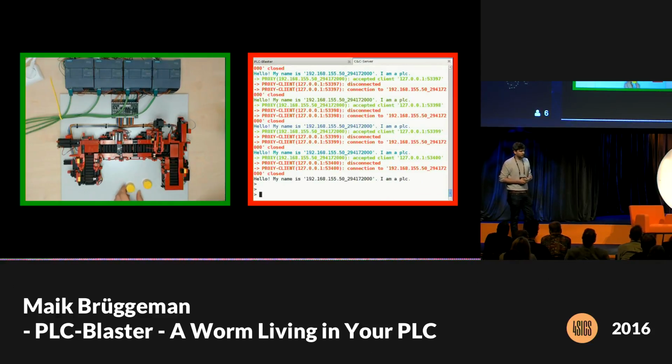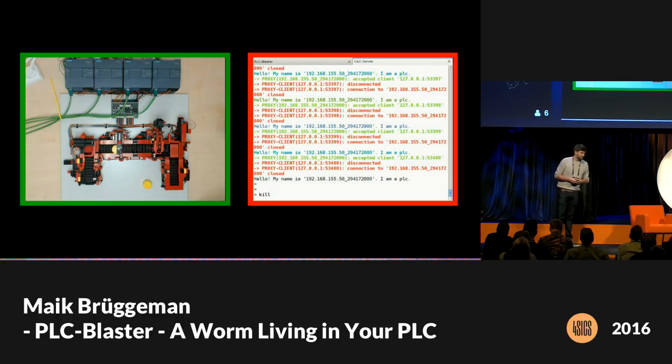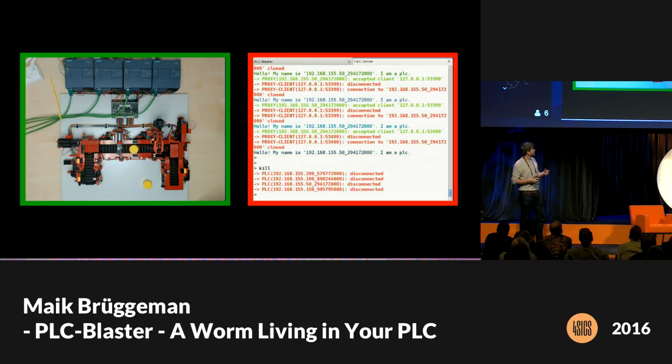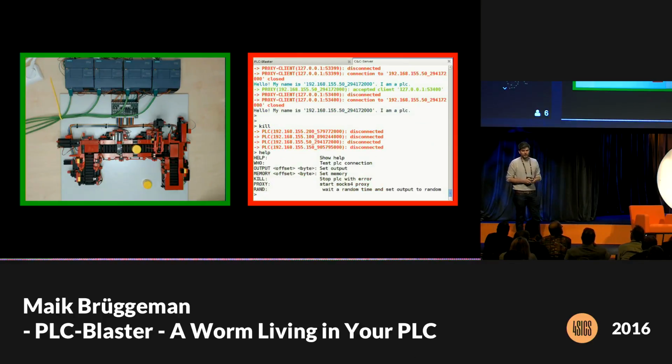Okay, the last thing I want to show you is the kill function. The kill function allows us to shut down the factory by simply typing kill. You see it in a few seconds. Right now, see everything is blinking here. All PLCs disconnected, and an engineer has to reset the device by device to get the factory working again.